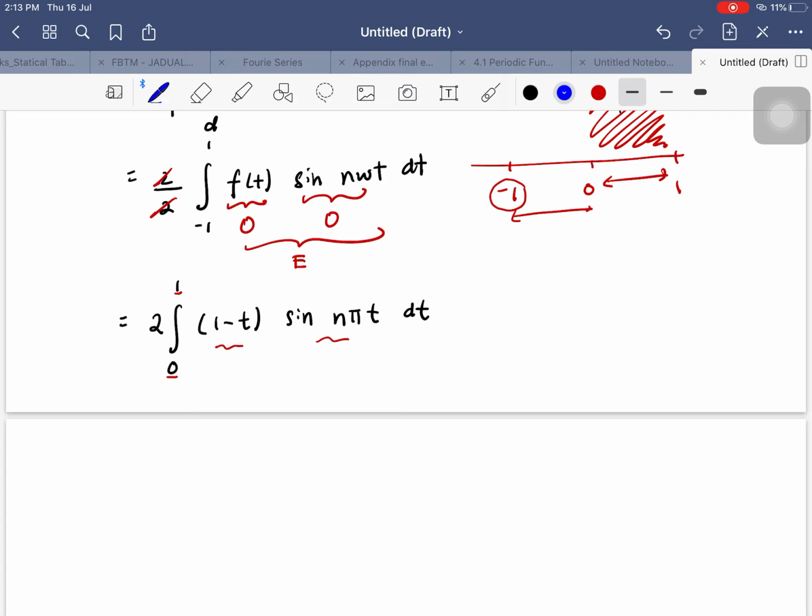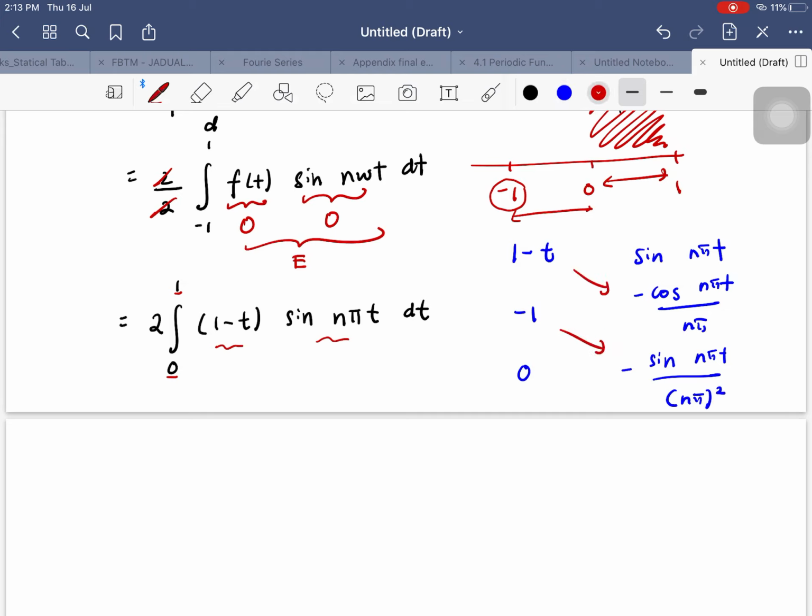If you want to use tabular, we always differentiate the polynomial, and there's no need to expand this. It's just a waste of time. Put it together, 1 minus t, because both of them are polynomial. And we're going to integrate the trigonometric function, which is sine of n pi t. When I differentiate this, I'll get -1 and I'll stop at 0. Integrating sine, it will be negative cos of n pi t over n pi. When I integrate that again, I'll end up with negative sine of n pi t over n pi squared. I'll draw diagonal arrows, that's how it's going to look, and then I put the plus and minus signs, and I'm done.